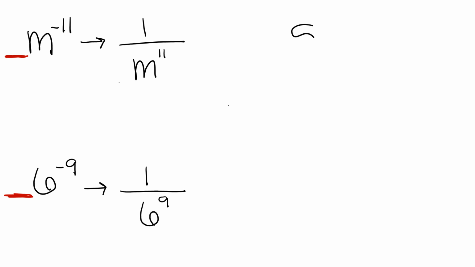Another example would be 5 to the negative 10th power. The base number 5 goes in the denominator. The negative 10 exponent changes to a positive 10 when we write it as a fraction. There's nothing in front of the base number 5, so we leave it as a 1 on top.